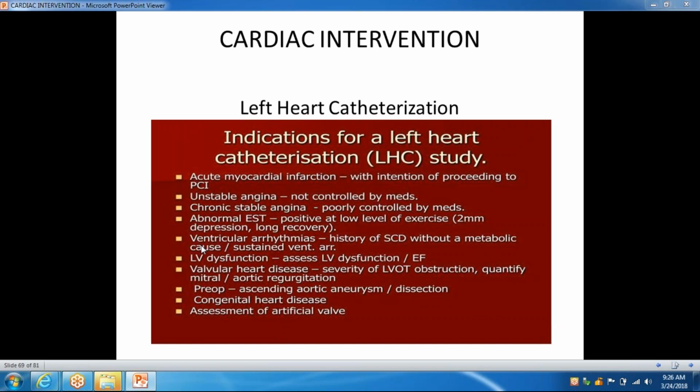And then if the patient has a prosthetic heart valve, in evaluating the prosthetic heart valve, sometimes you might want to do a left heart catheterization. So these are some of the most common indications for doing a left heart catheterization. We went over right heart cath and we looked at those indications.